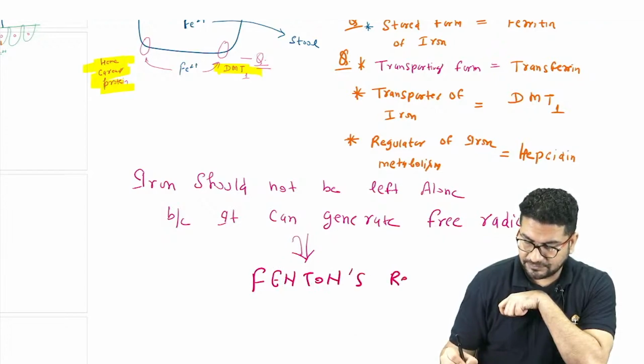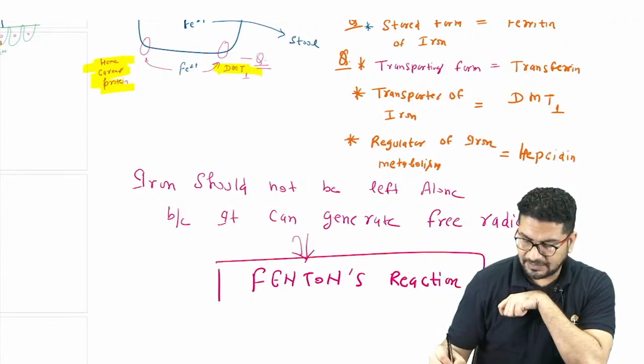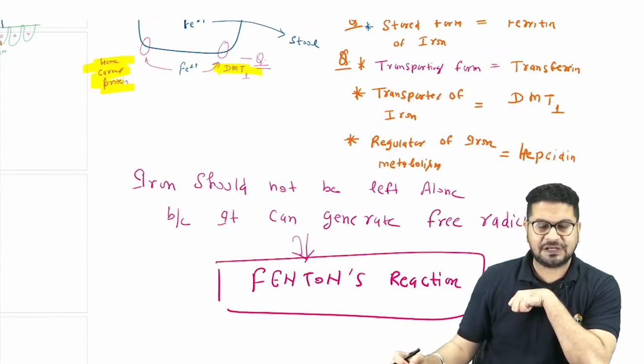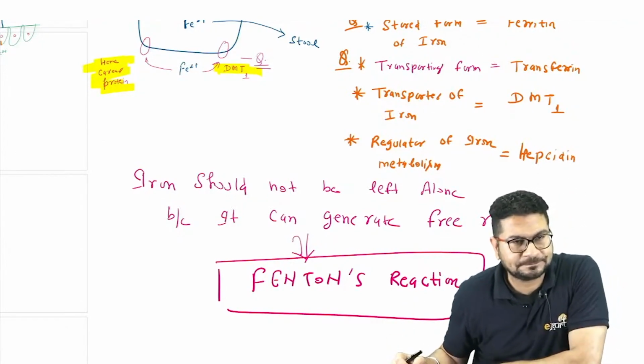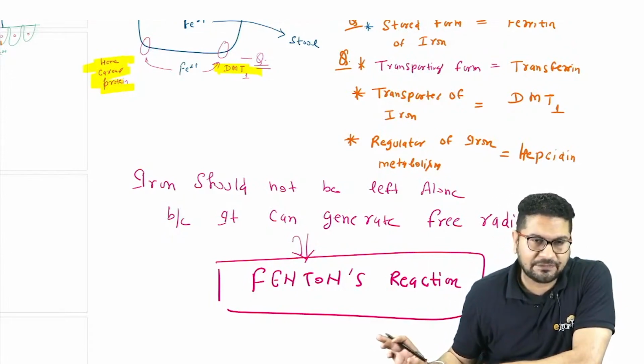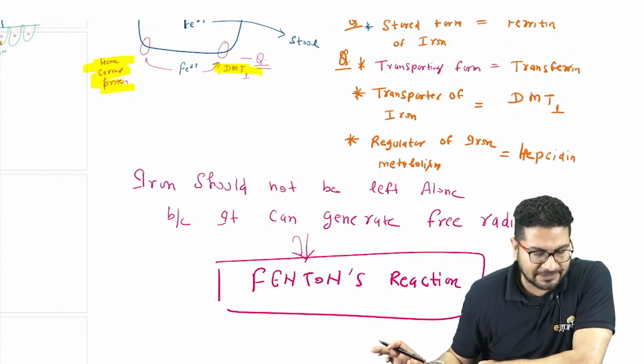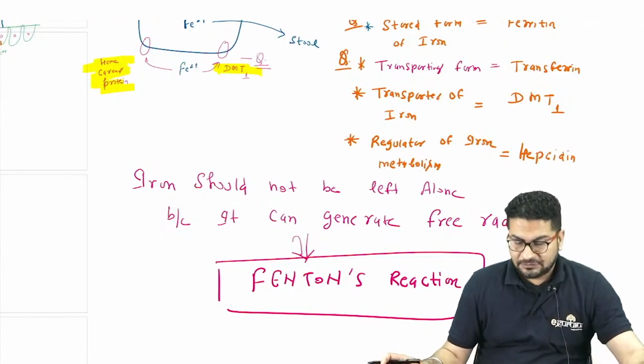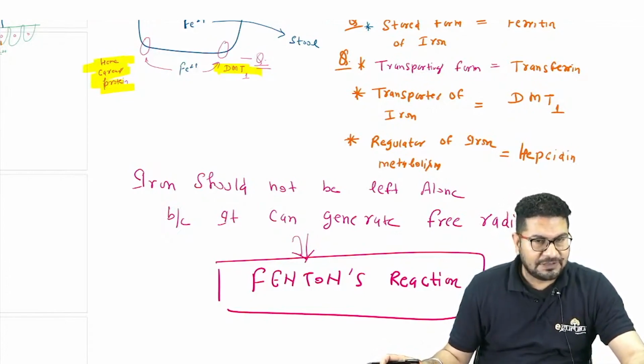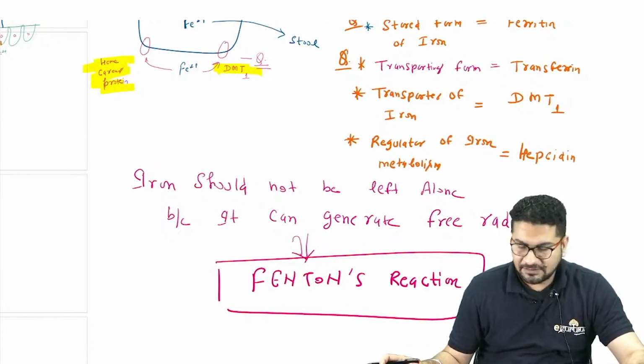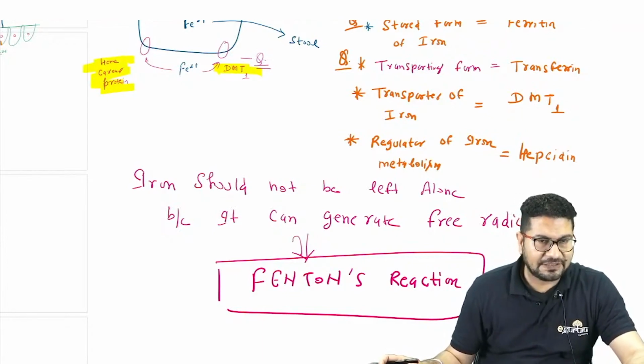What do we call this reaction? We call this Fenton's reaction. So remember, iron can generate free radicals, and this reaction is called Fenton's reaction. So iron should not be left alone. Am I clear, guys? We see iron should not be left alone because it can generate free radicals by a reaction called Fenton's reaction.